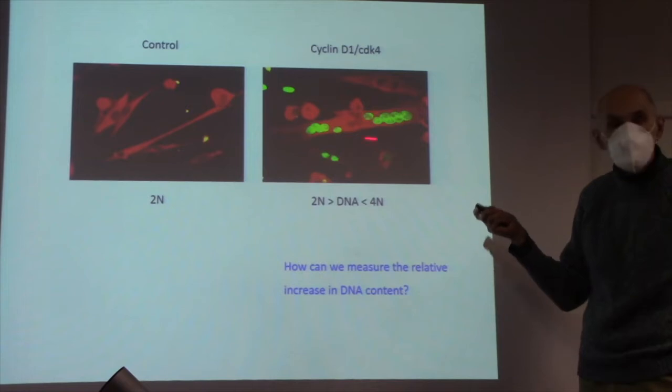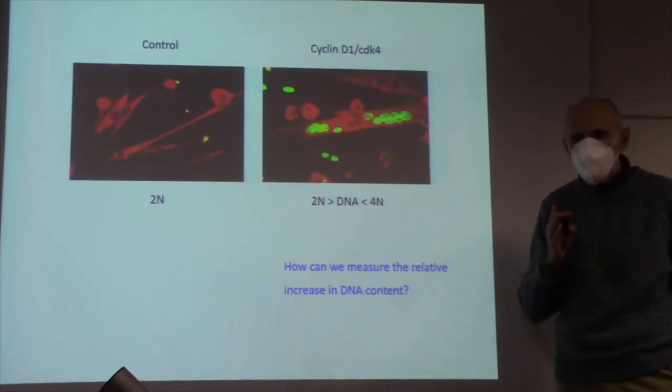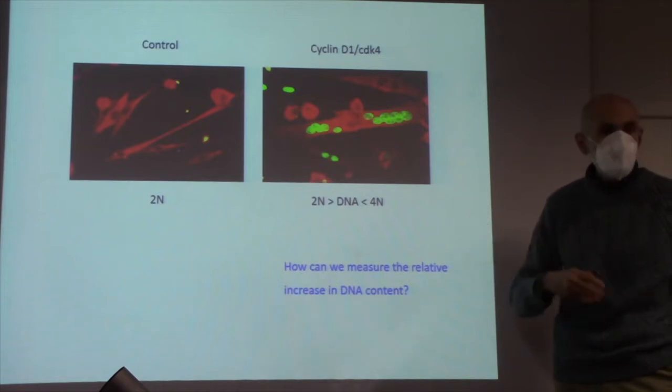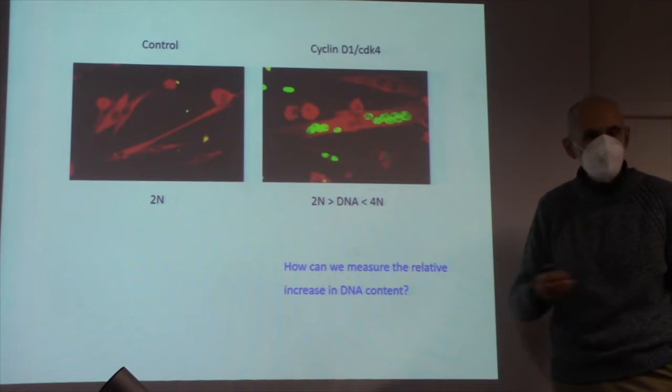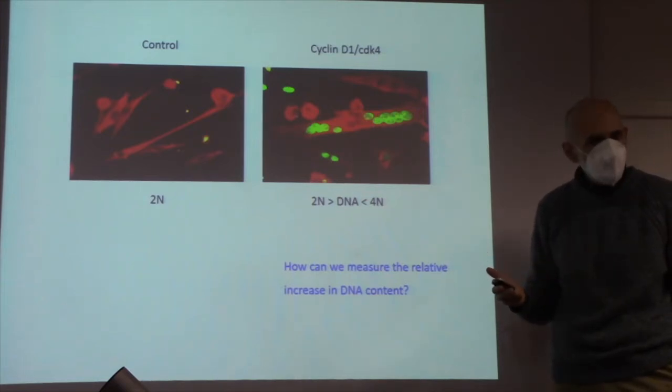However, these are multinucleated cells. So first of all, they just don't pass through the fluidics in the flow cytometer. Second, they have a variable number of nuclei and so a variable amount of DNA even to start with, even without reactivation. So we needed a different method to determine how much DNA gets replicated, basically.